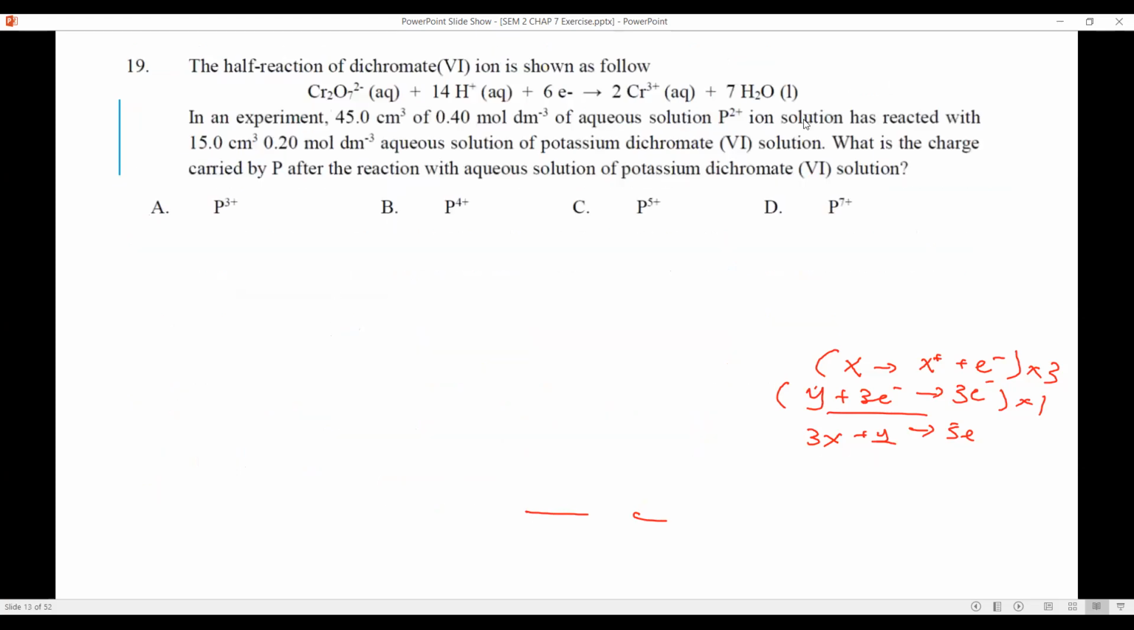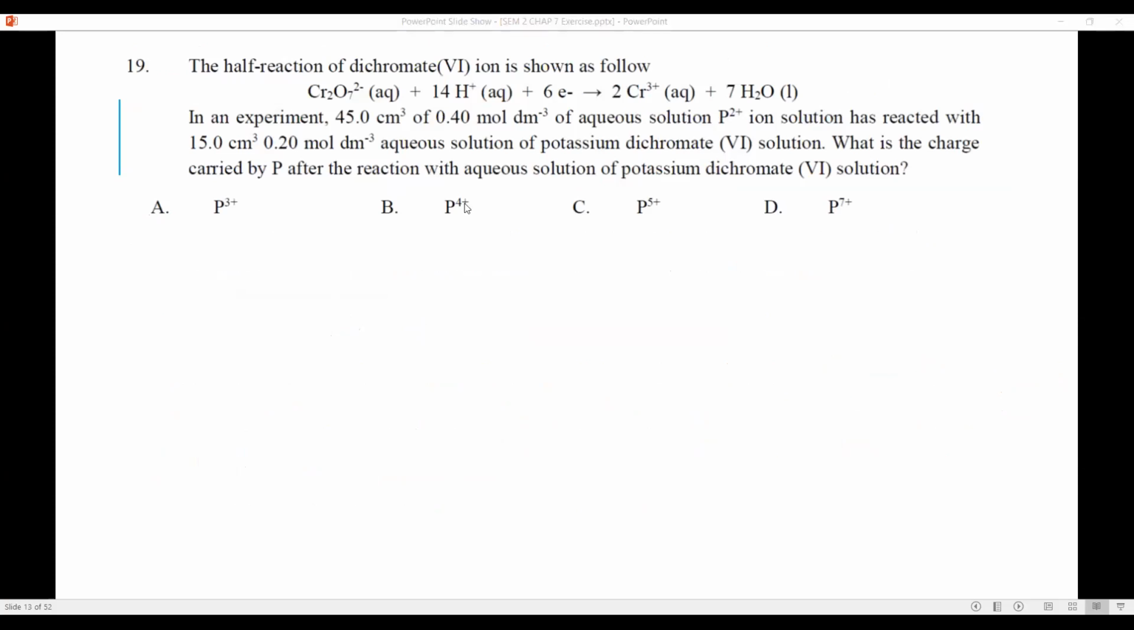Okay, then we go for number 19. The half reaction of the dichromate 6 ion are given below. So you have Cr2O7 2- plus 14H+ plus 6e- gives 2Cr3+ plus 7H2O. In an experiment, 45.0 centimeter cube of 0.4 mole per decimeter cube aqueous solution of M2+ has reacted with 15 centimeter cube of 0.2 aqueous solution of potassium dichromate. What is the charge carried by M after the reaction?